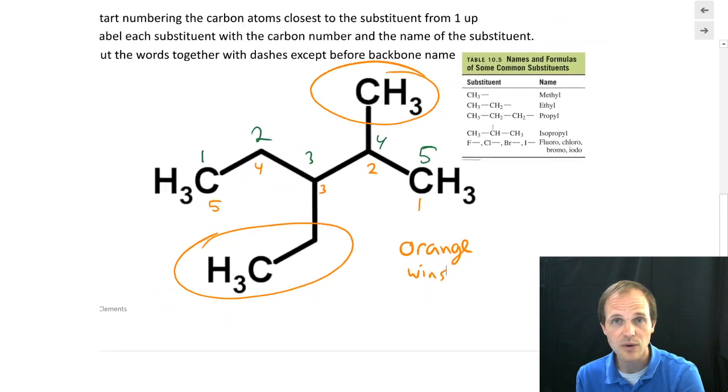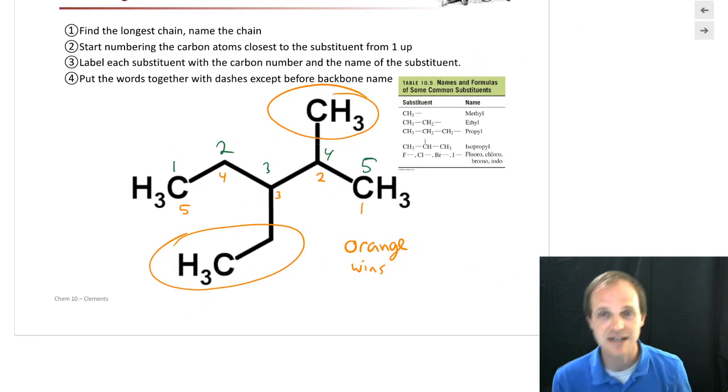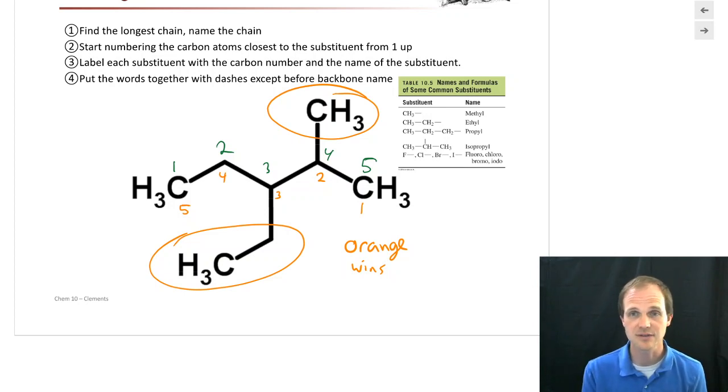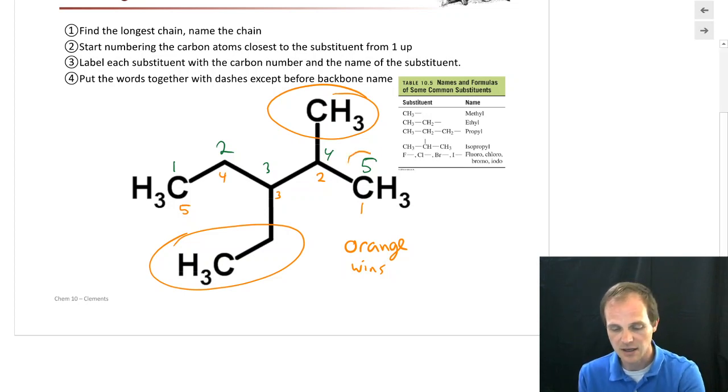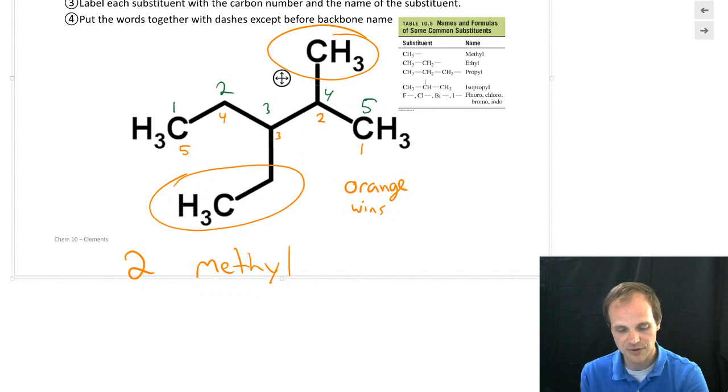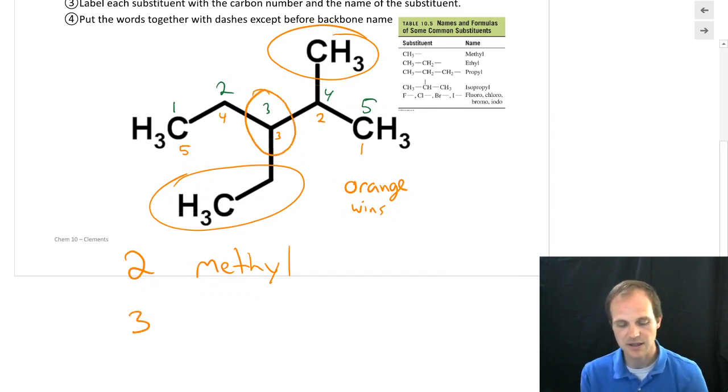So what do I need to do next? I need to list all of my substituents. So I go through my molecule and look at each atom and see if there's anything attached to it. On carbon number 1, if orange wins, there are no substituents. There are hydrogens, but there are no substituents. On carbon number 2, there is a substituent. There's a CH3 group sticking off there. And so I've got a 2-methyl, just like that.